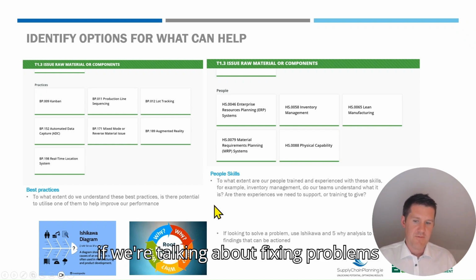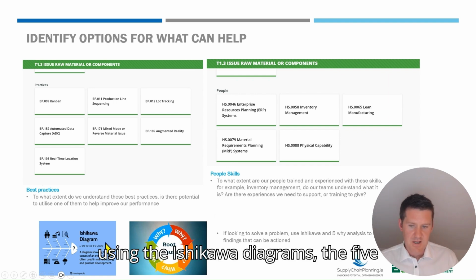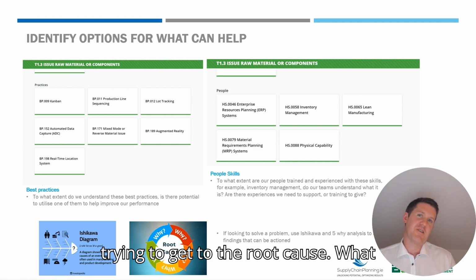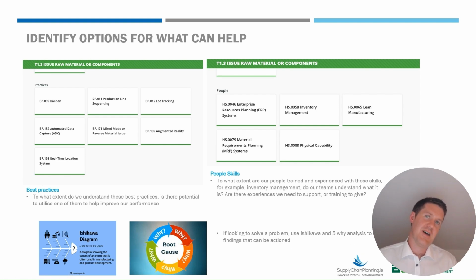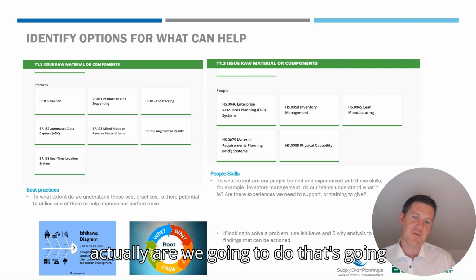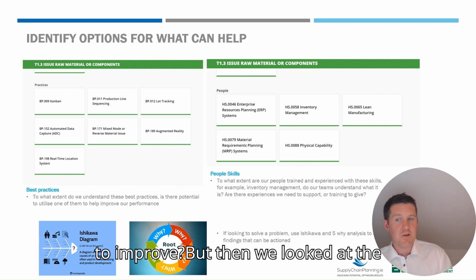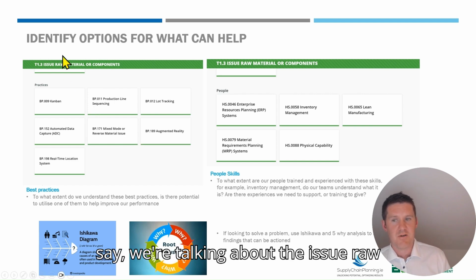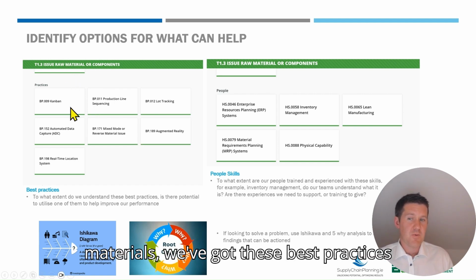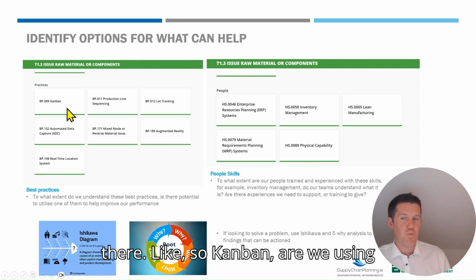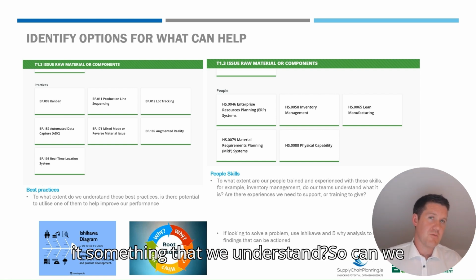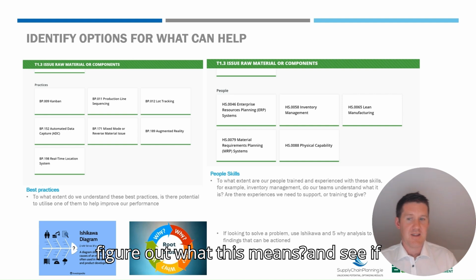If we're talking about fixing the problems, using the Ishikawa diagrams, the 5 whys, those best practices around trying to get to the root cause. What actually are we going to do that's going to improve? But then we looked at the best practices. So as we look at, say, we're talking about the issue raw materials, we've got these best practices there. Like, so Kanban, are we using Kanban? Is it something that's relevant? Is it something that we understand? So can we figure out what this means and see if it's applicable?